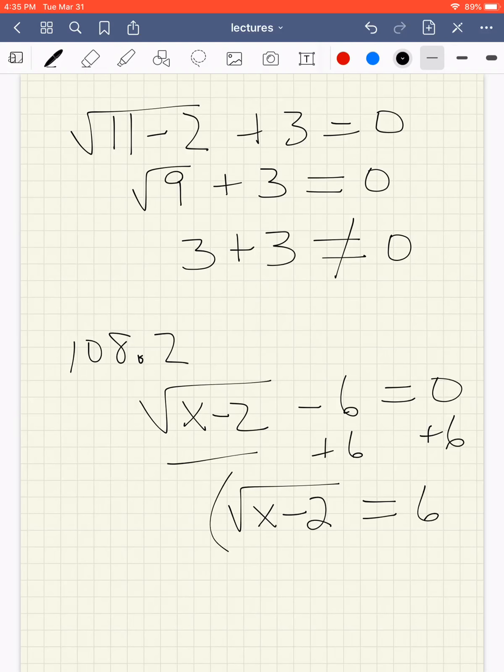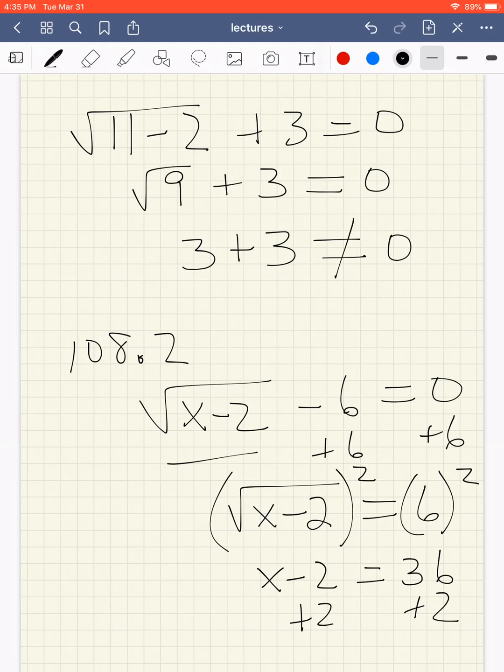And then to get rid of the radical, we square both sides of the equation. And that gives us x minus 2 is equal to 36. Add 2 to both sides to solve it. So x equals 38. Now are we done? Only if you don't want full credit for the problem. If you want full credit, you've got to take this 38 and put it right back in here.